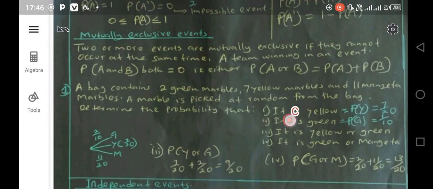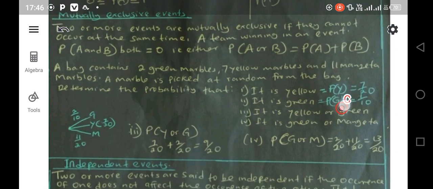Now, let's see what is the probability that it is yellow. The probability of picking a yellow is going to be 7 over the total sample space, which is 7 over 20. What is the probability that you pick green? How many greens were there? There were 2. Now, 2 over 20 is going to be 1 over 10.